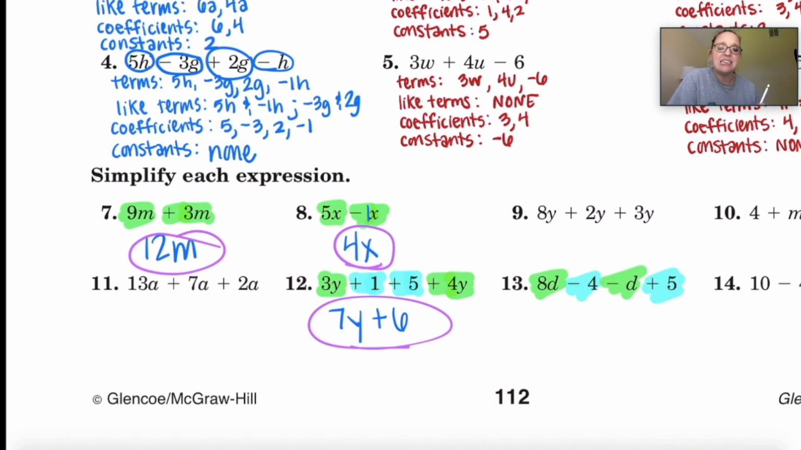So I'm going to do 8d, and then you see the minus d. Remember, that's the same as a 1d. So 8d minus 1d would give me 7d. And now with my constants, I've got them highlighted. That 4 has a minus in front of it, so I'm going to treat it as negative 4. Negative 4 plus 5. Well, negative 4 plus 5 is positive 1, so I'm going to write a plus 1. So my solution, or my simplified expression, is going to be 7d plus 1. You cannot combine the 7 and the 1, so this is not going to be 8d. This is as simplified as it will go, because the 7d and the 1 are not like terms.